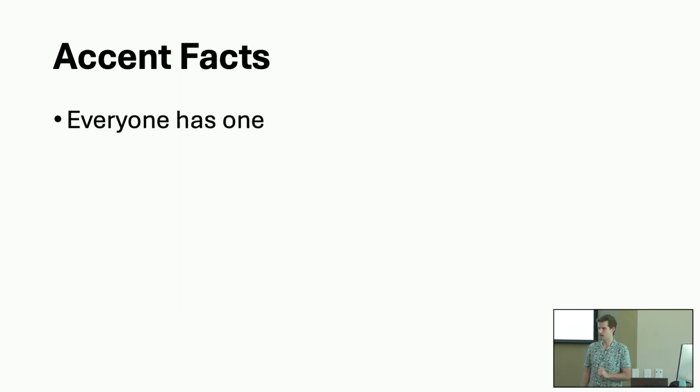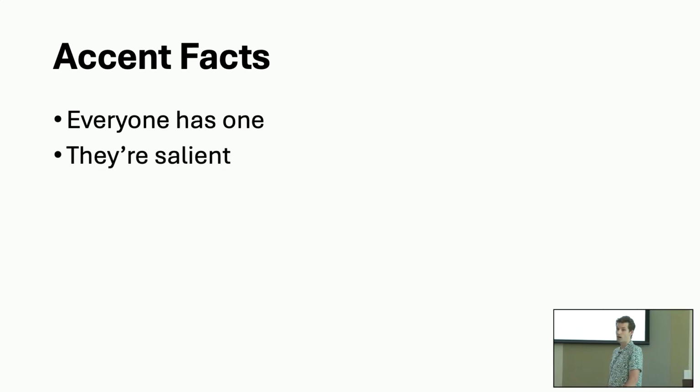A few facts about accents. Everyone has one. Could be native or non-native. It depends how we construct it. Native, non-native is a distinction we've had for a while, and there's some problems with that terminology, so I'm going to do my best to avoid it and say first and second, or first and additional language instead of native and non-native. They're super salient. We already talked about this. We notice accents all the time, even minor deviations in pronunciation.